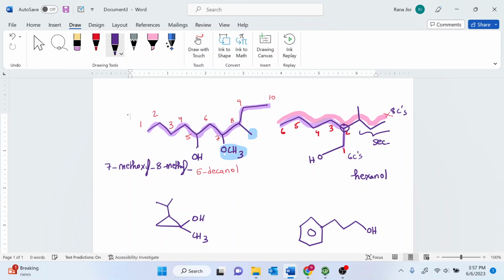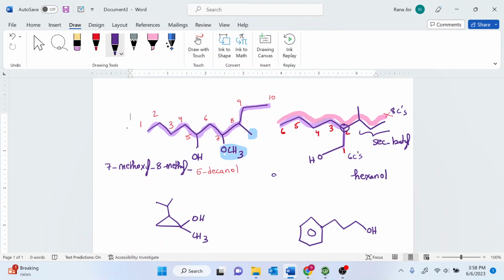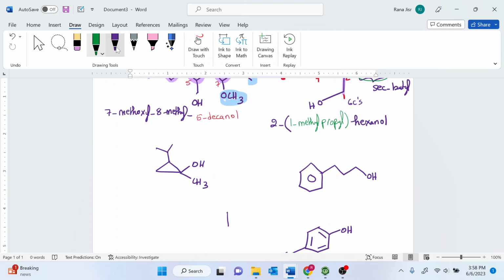I have the sec-butyl. But if you are naming it as an IUPAC name, do not use the sec-butyl unless in the instructions it says it's okay to use it, because sec-butyl is a common name, it is not an IUPAC name. So if I want to name it as an IUPAC name, then it's going to be 2, open the parentheses in there, and then what I have here is carbon number 1. This is carbon number 2. This is carbon number 3. So this is going to be my longer chain on carbon number 2, and then I have a methyl on 1. So that is going to be 1-methylpropyl hexanol.